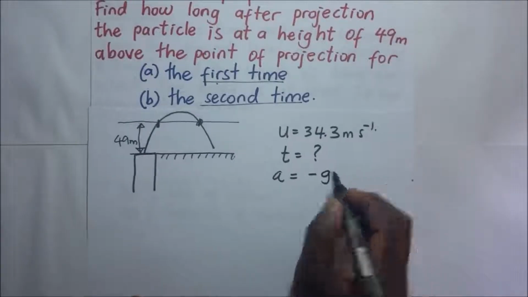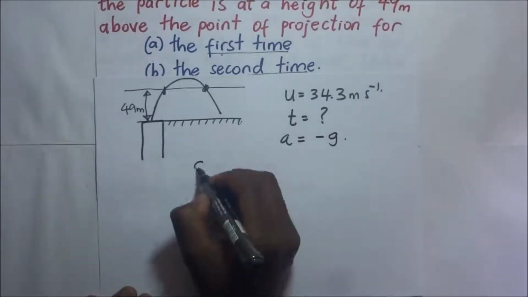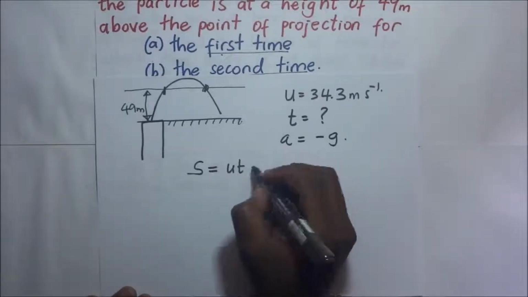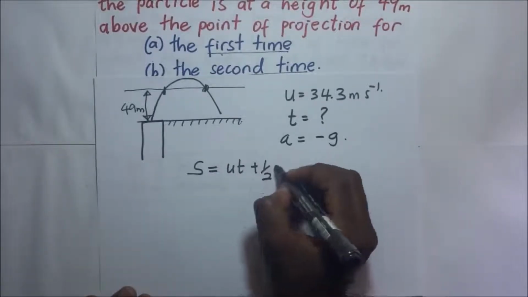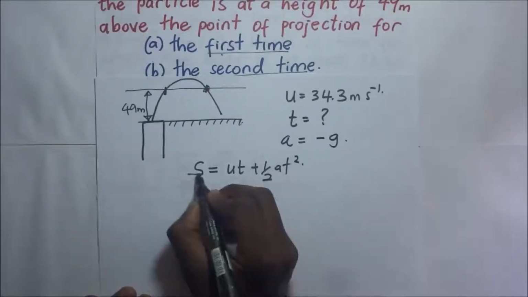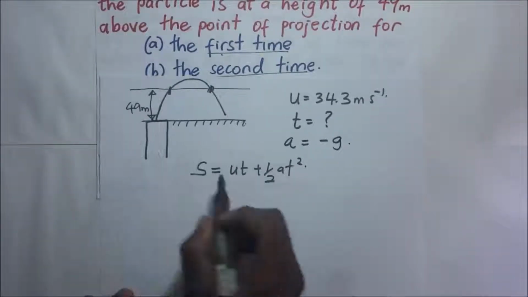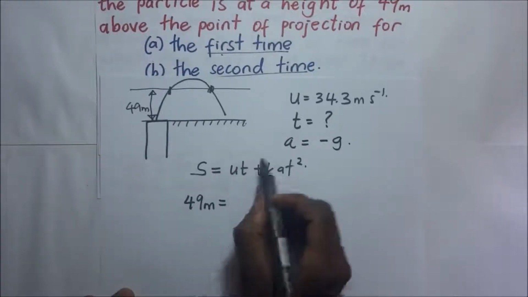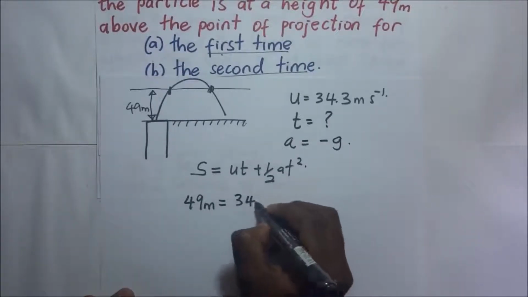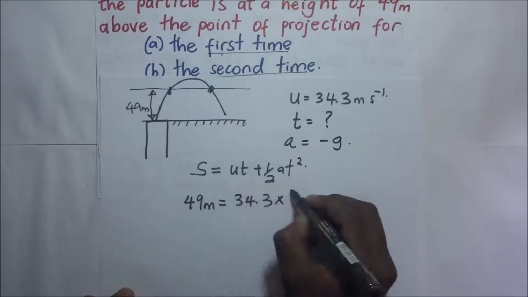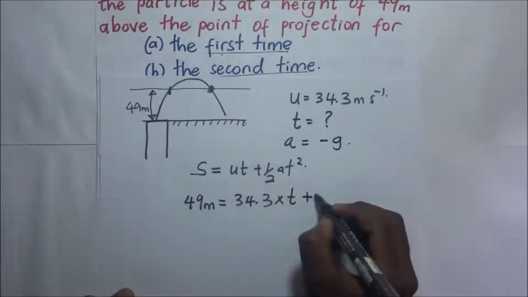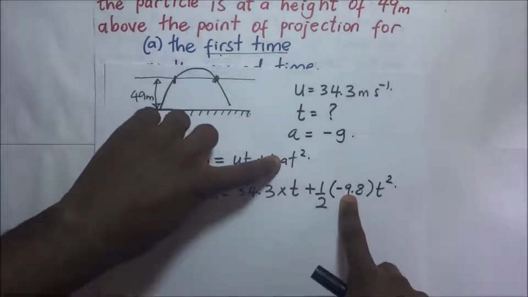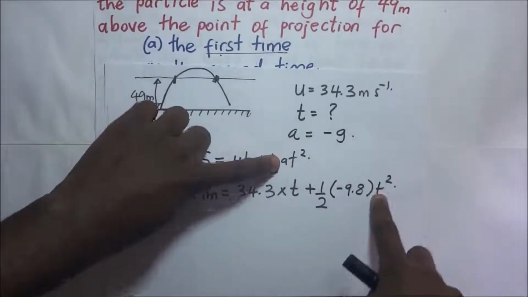So again, our value of g, since it's moving upwards, our value of acceleration is definitely negative g. So we shall go ahead and say our displacement s is going to be equal to ut plus a half at squared. The displacement in question here is 49 meters. So 49 meters is going to be equal to initial velocity u, which is 34.3 times the time, plus a half a. Our acceleration is negative 9.8 times t squared.